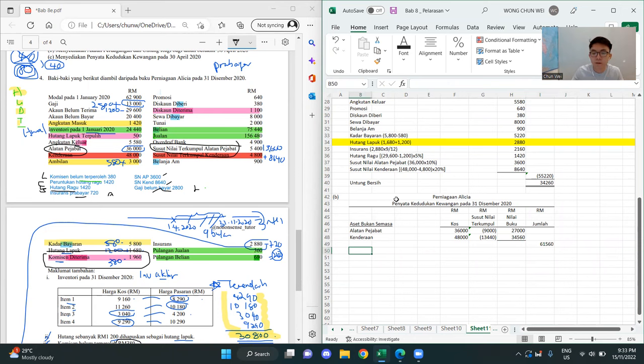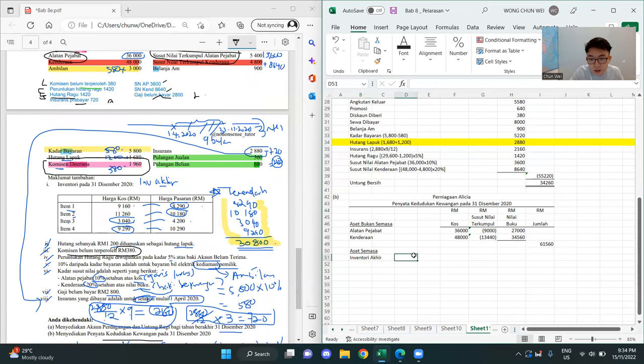And after that, what's next? Your aset semasa lah. So always bukan semasa dulu, then semasa. So aset semasa. So what is in your aset semasa? Your inventory AQ. So how much is your inventory AQ? We did calculate that. You use back this 30,800. Okay, after your inventory AQ, your account belum terima.